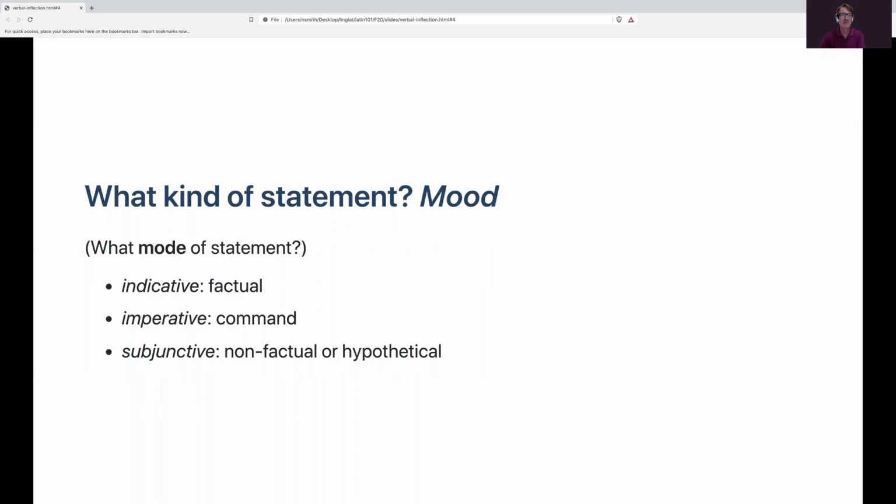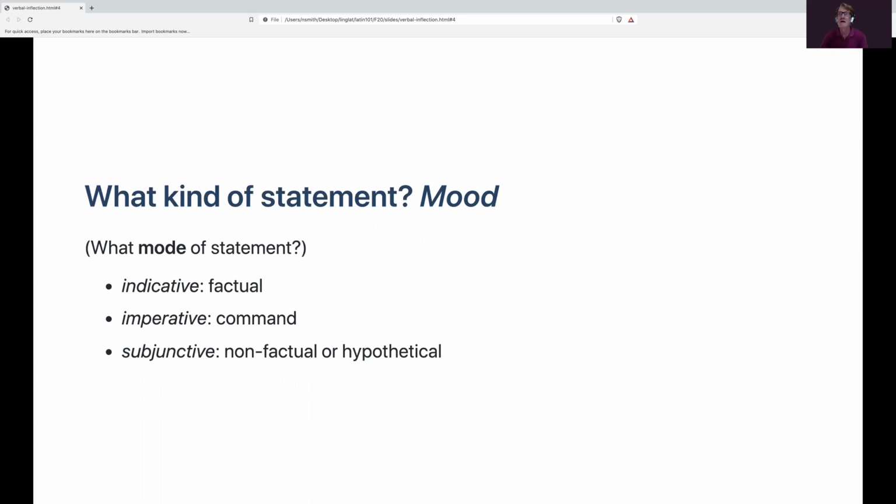The very first thing that we can learn from looking at the form of a verb is what kind of statement we are talking about. This is what the grammatical term mood refers to, and that's really the root of the same word as we have in English as mode. So if you want to think about this as telling you what mode of statement this form is, that's equally legitimate.